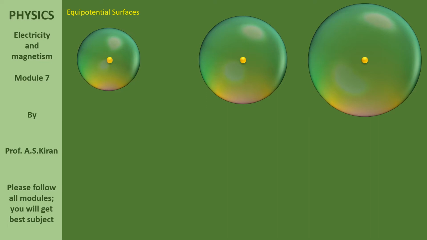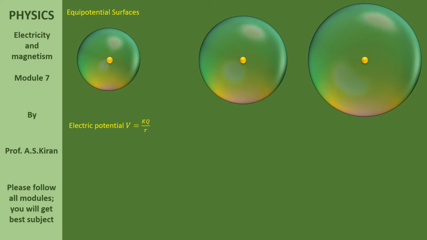Let us suppose the radius of the first sphere is r1, the radius of the second sphere is r2, the radius of the third sphere is r3. Now, electric potential V is equal to kq by r, where q is the charge given, and r is the distance from the charge to the point.